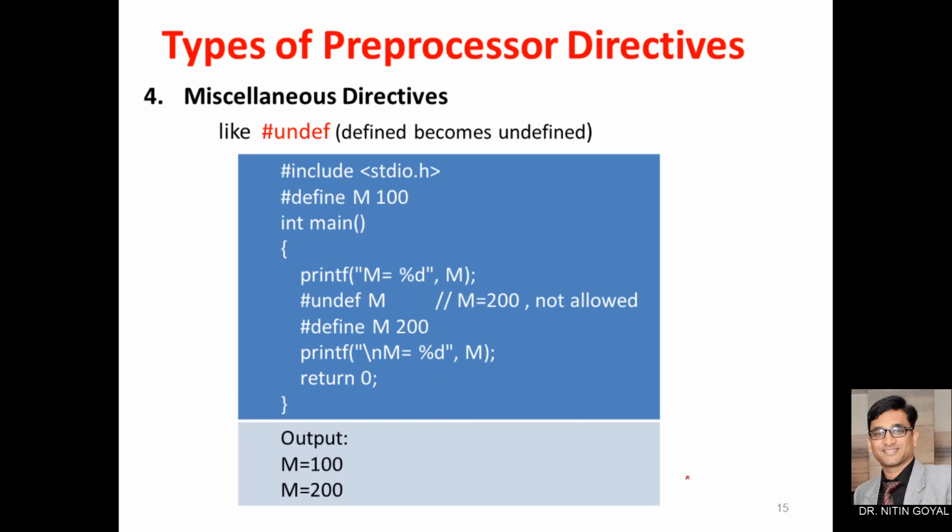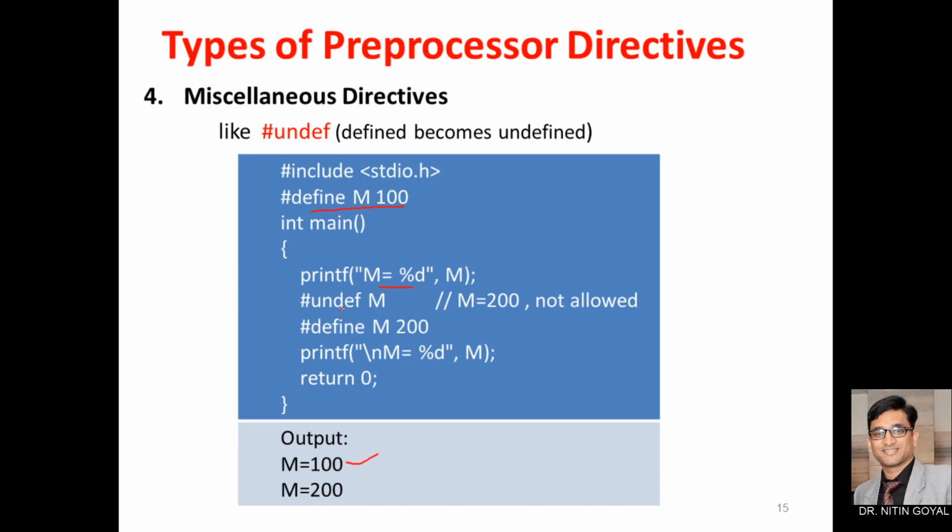Now the fourth category or fourth type is some other or miscellaneous directives, like undef. First is undef, as the name specifies, undefined, meaning whatever is defined already will be undefined by this. In this example, again you can see as shown on your screen that you have defined the value of m as 100. Now you are going to print it. So the output will be m is equal to 100.